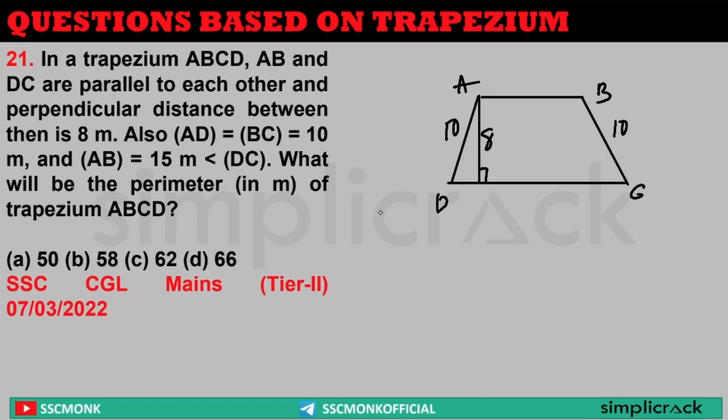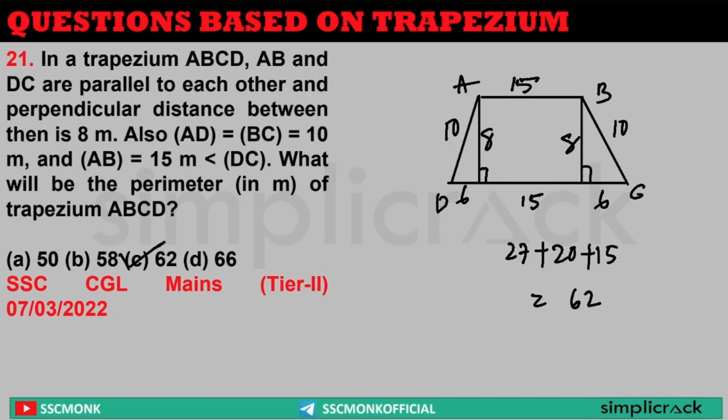This is an isosceles trapezium. AB is equal to 15. Okay. So if you join it, it will be also 90 degree. It will be also 15. That is less than DC. What will be the perimeter of trapezium? Now see, if this is 8, this is 10. So this will be definitely 6. This will be 6. So this total DC will be 15 plus 12, that is equal to 27. 10 plus 10, 20 plus 27, that is equal to 47 plus 15 is equal to 62 centimeter. Option C is the answer.